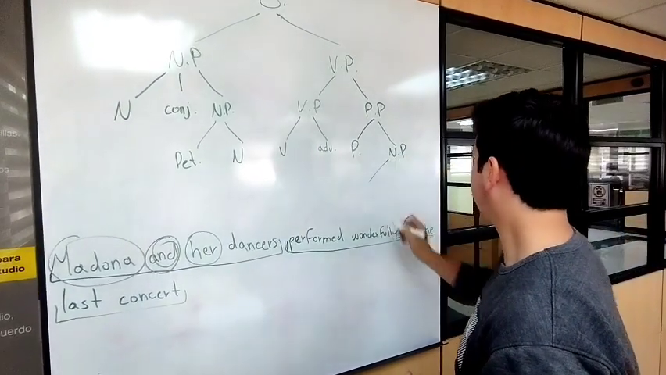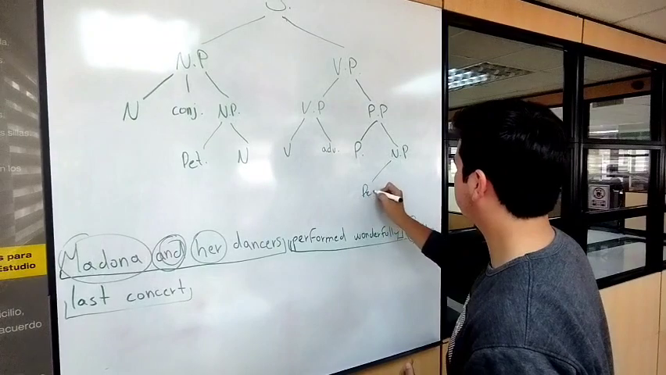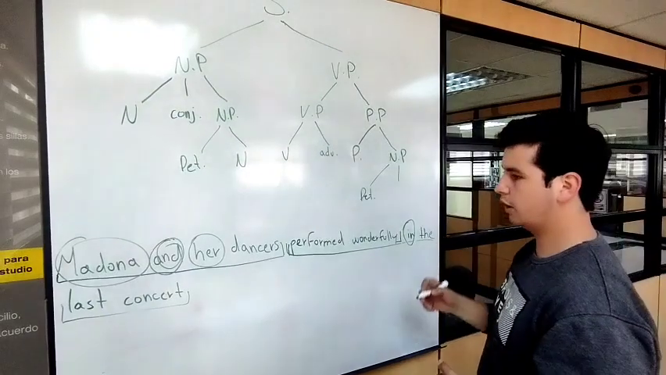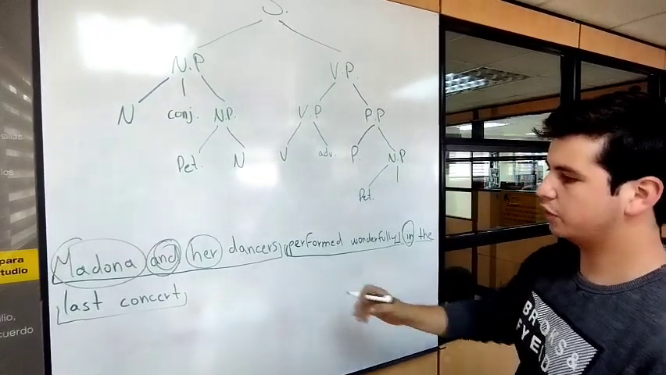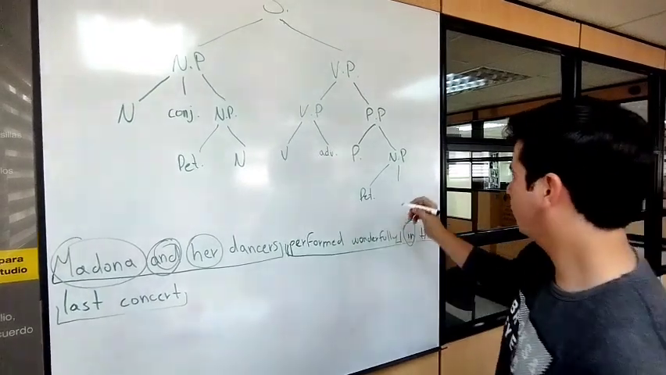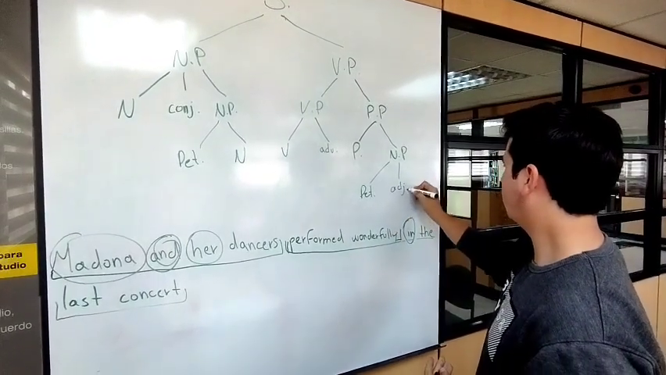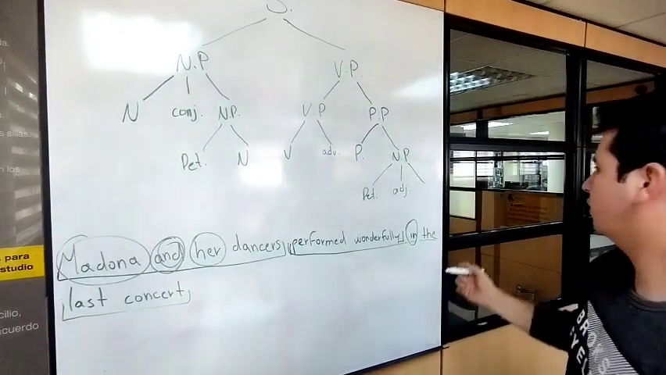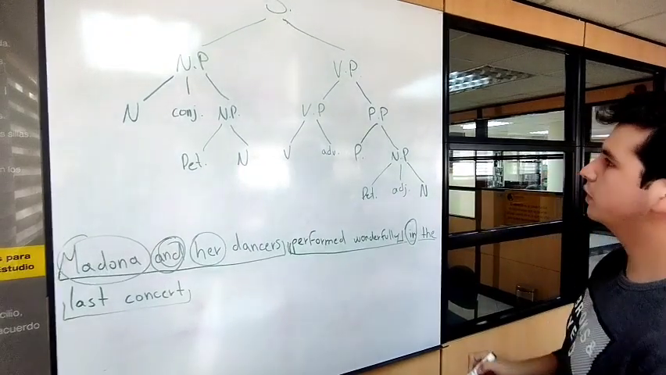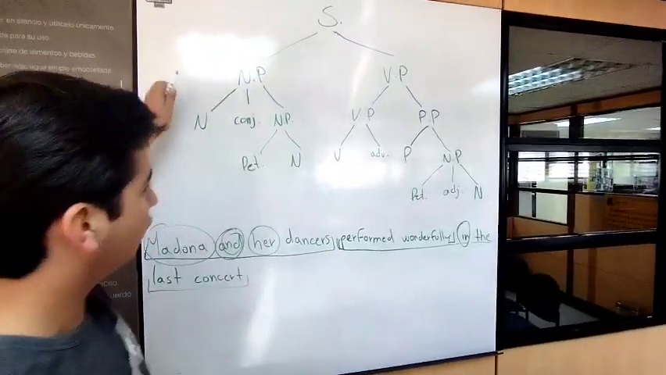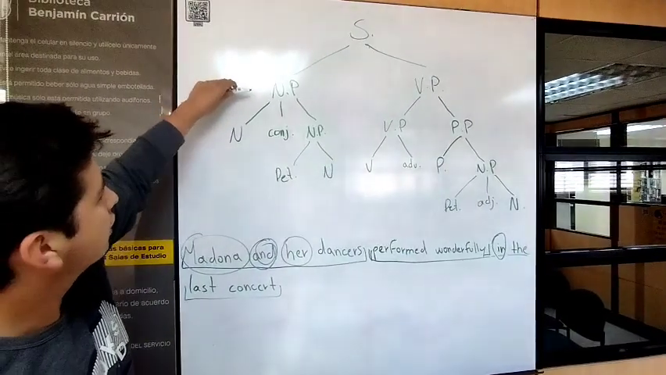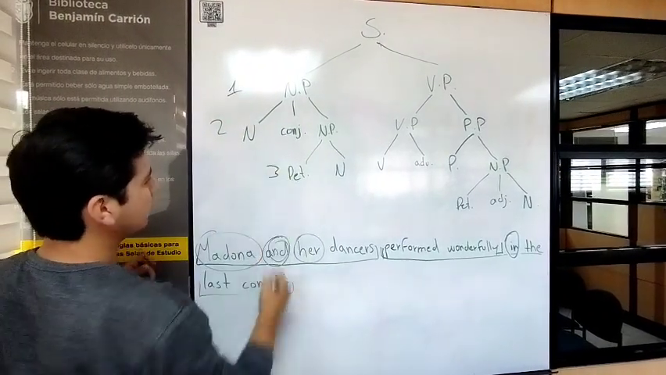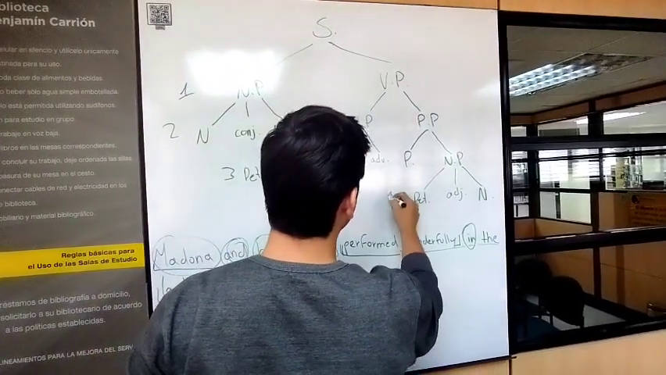So we have the, which is a determiner. Last, which would be an adjective because it's describing the concert. And the final word would be concert itself, the final noun. Okay, so we have here four levels of hierarchy: the first one, the second one, the third one, and the last one is the fourth.